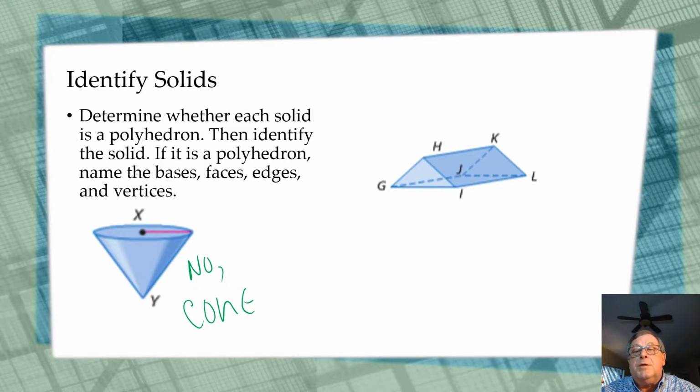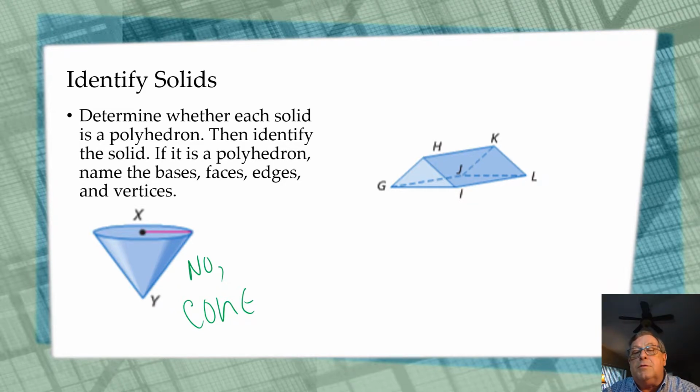Now let's look at the second object. Okay, well, it is a three-dimensional solid object. It has flat polygonal faces. In other words, I'm seeing two triangles and three quadrilaterals that make up this object. It has straight edges. It has sharp corners. And so, yes, this is a polyhedron. But what type of polyhedron is it? Well, it's what we would call a triangular prism.